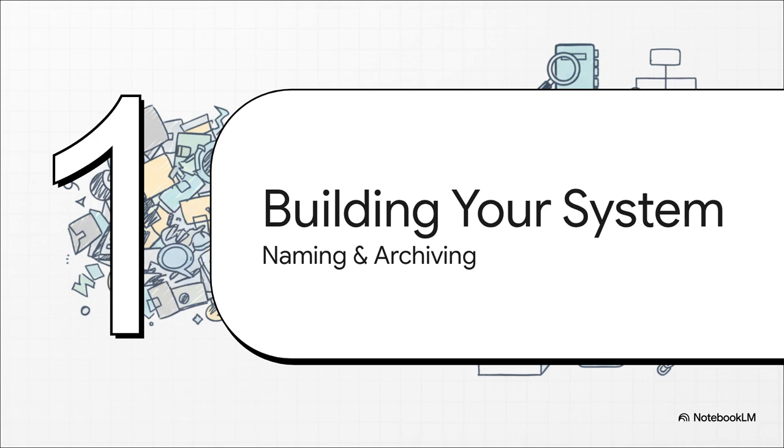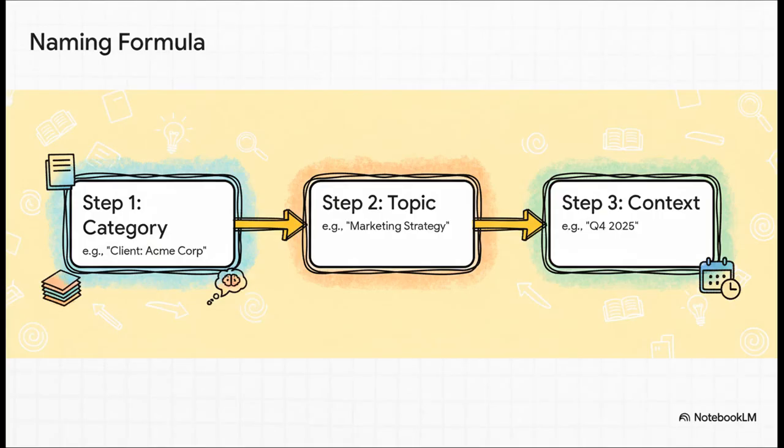Okay, so you've got the one purpose per notebook rule down. Awesome. The next layer to this system is all about managing that growing collection. It really boils down to three simple habits: smart naming, good indexing, and knowing how to archive. Let's dig into each one. Trust me on this one. Your future self is going to thank you for doing this.